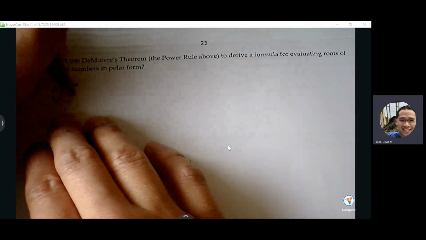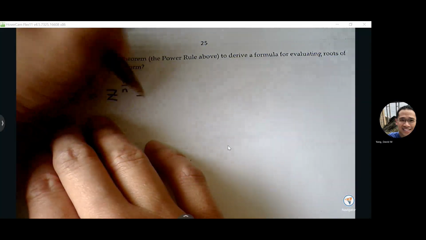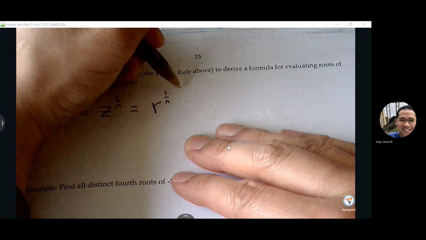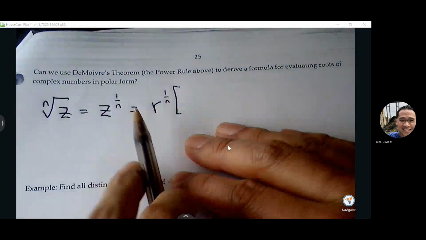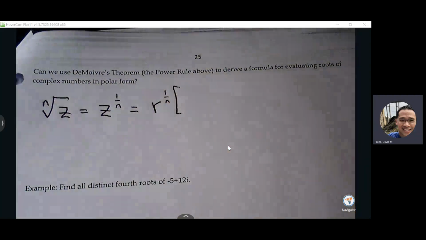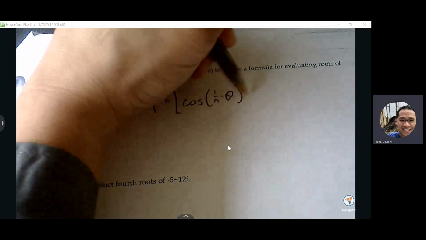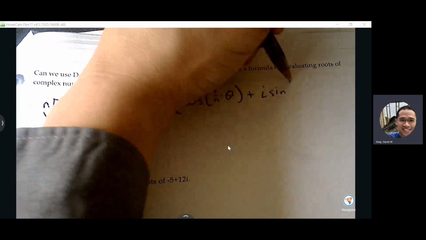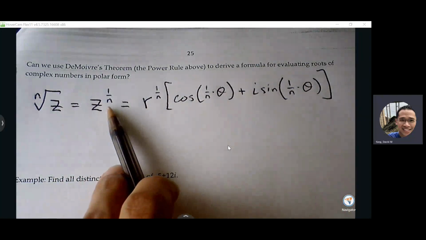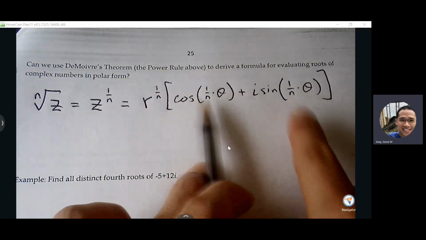If I want to find the nth root of z, that's the same thing as z to the 1 over n. So what the formula will look like is going to be this. It's going to be r to the 1 over n. And before, we had cosine and sine multiply. So that's what we're going to do. We're going to multiply by 1 over n, but it's going to end up in the denominator. So it's going to be cosine of 1 over n times theta plus i sine. So if my power is in the denominator, then it's going to look a little bit different. Instead of n theta, it's going to be theta divided by n.